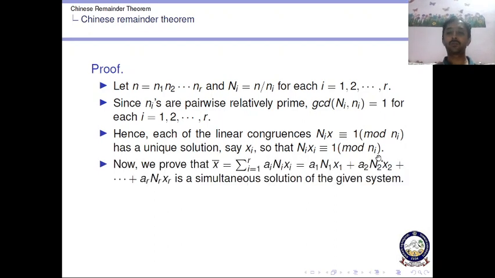Okay. Now if these xi's are the solutions of the corresponding linear congruences, now we are going to show that x bar, which is basically the sum of the products ai, capital Ni, xi, i varying from 1 to r, is going to be a simultaneous solution of the given system. Now what do you mean by this expression? This is going to be a1 N1 x1 plus a2 N2 x2 plus a3 N3 x3 and so on, ar Nr xr. So this sum, if we denote it by x bar, we are going to show that this is going to be a simultaneous solution of the given system.